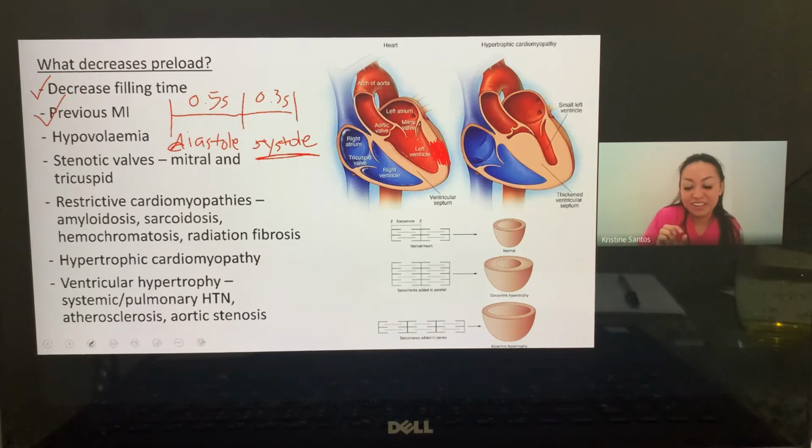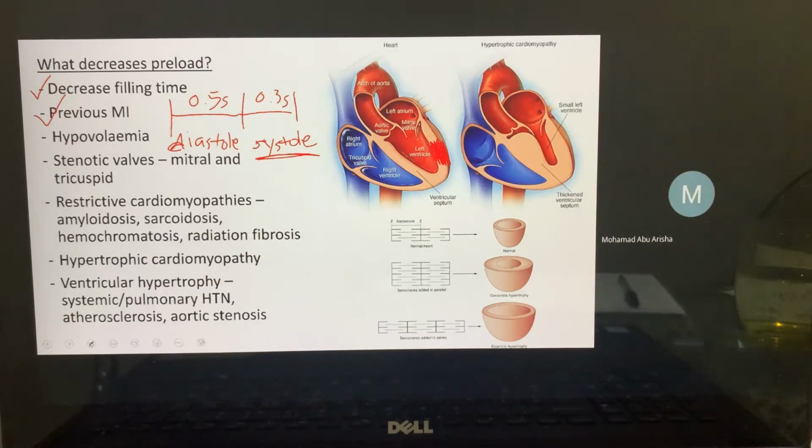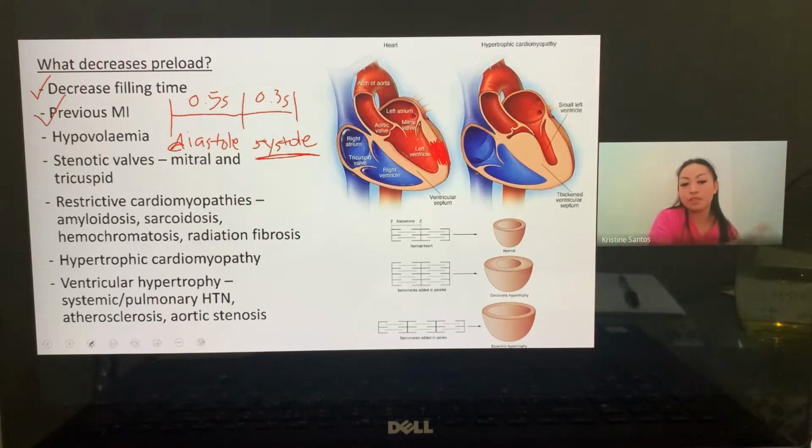Okay? Yeah, so that's what happens if we have a previous myocardial infarction. It doesn't happen to the whole ventricle. It just happens in parts of the ventricle with the dead tissue. But obviously, if you have a massive MI, it might lead to the point where it's not very distensible. So you're not going to fill it with as much blood.